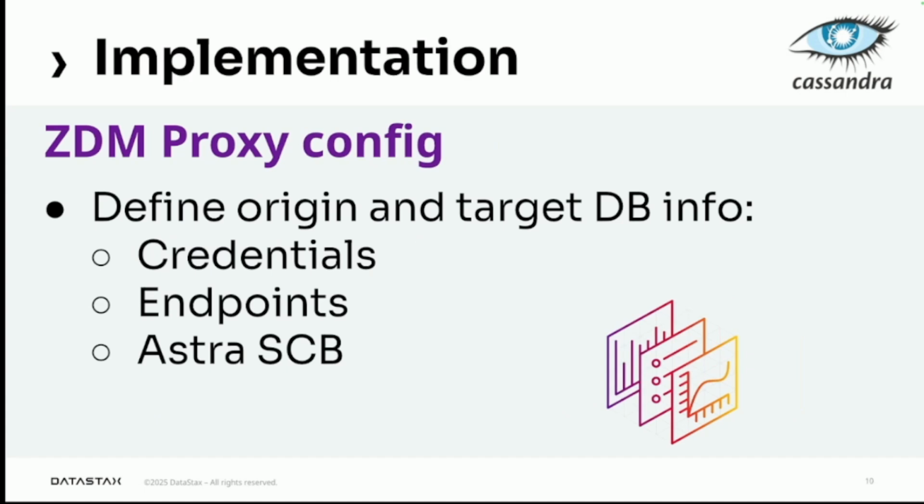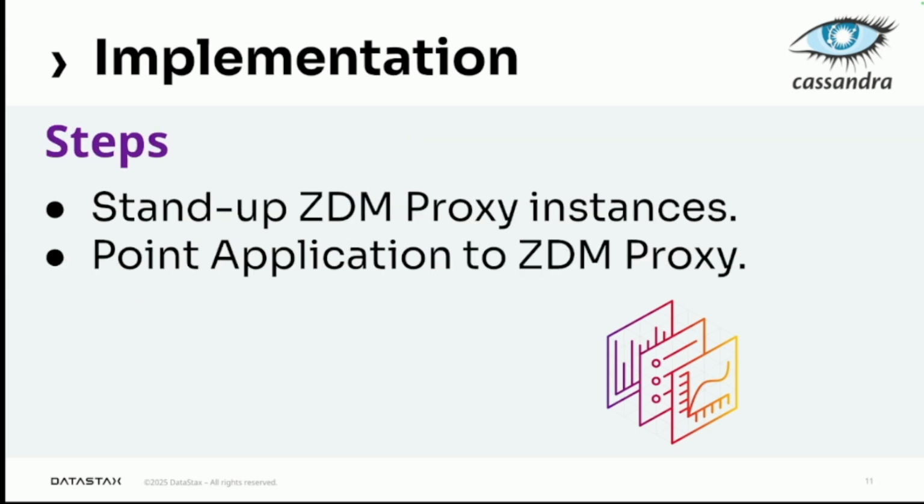All right, for the implementation, the main thing is the zero downtime migration proxy config. The ZDM proxy config has information about both the origin and the target databases for things like credentials, endpoints. This is also where you'd put your Astra token, specify the location of your Astra Secure Connect bundle. So this ZDM proxy config is really where everything gets defined and laid out for the proxy clients.